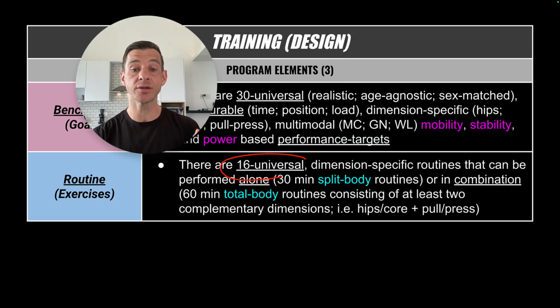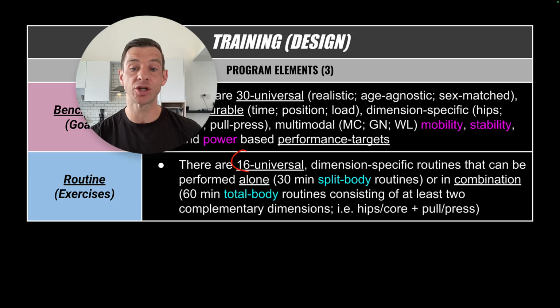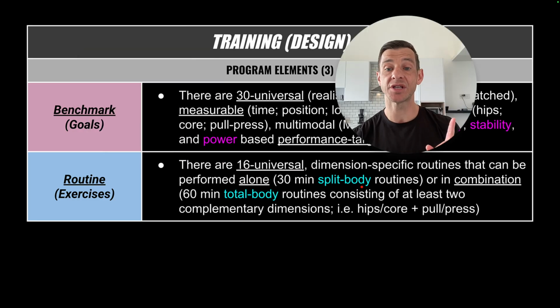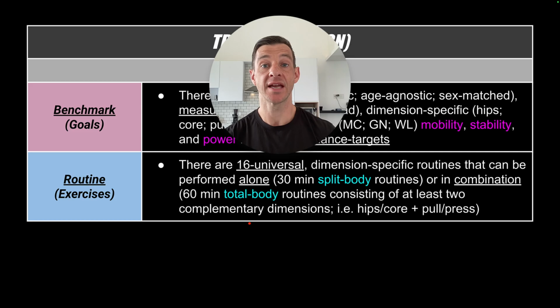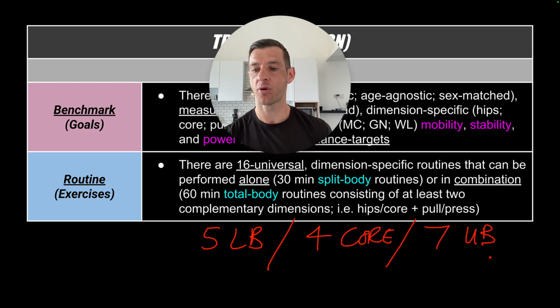Again, when I say universal, this means it will be realistic, age agnostic, and sex matched. So whether you are young, old, male, or female, everyone should be able to do these routines. Each routine is dimension specific, meaning it's going to focus either on lower body or core or upper body dimensions. In total, there are 5 lower body routines, 4 core routines, and 7 upper body routines.